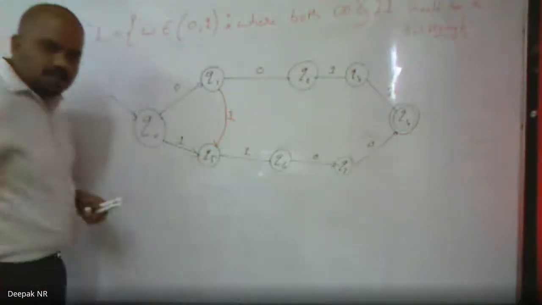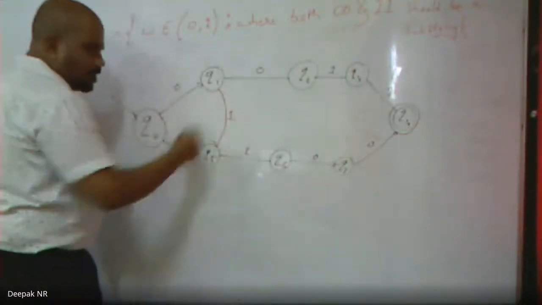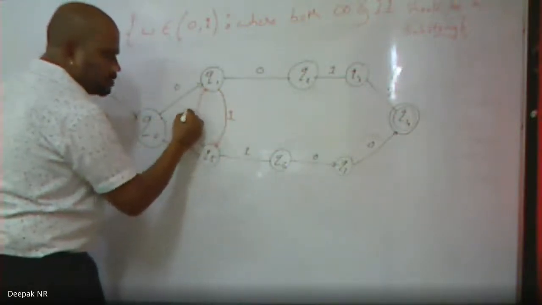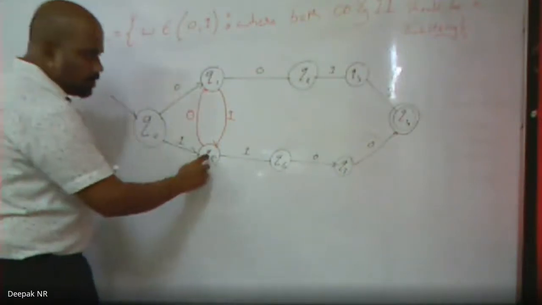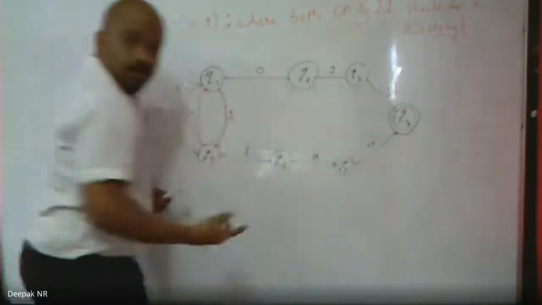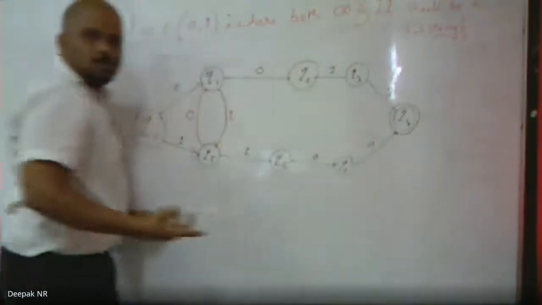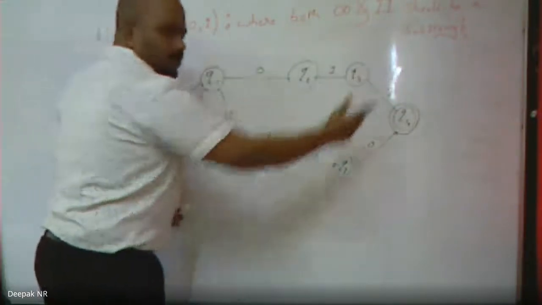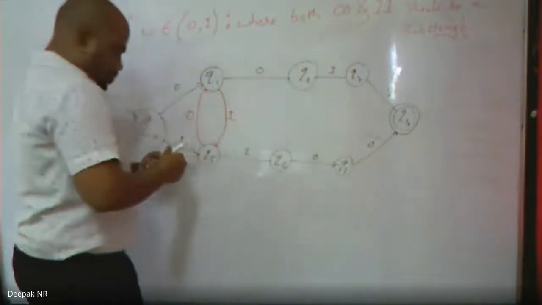So what I can do is send a 0 to some other state. Can't I send 0 here? Let me trace 1 0 0 1 1. Hey, lovely. 1 0 0 1 1. What was my intention? It came in a proper way. 1 0 0 1 1. Correct. Clear? Okay.